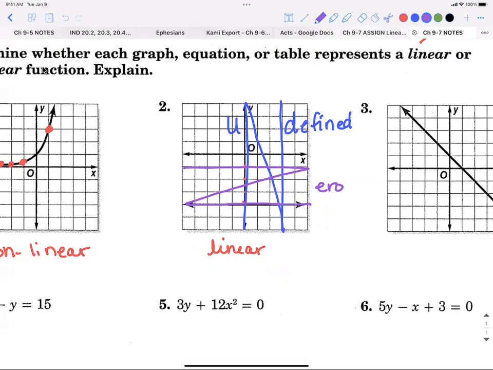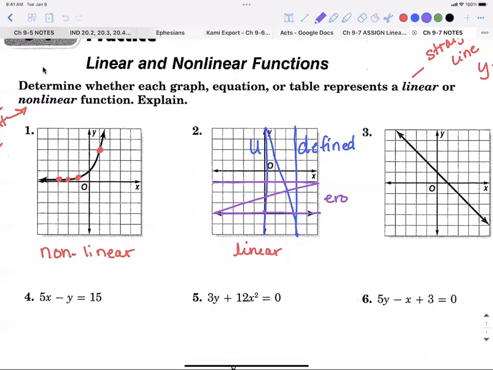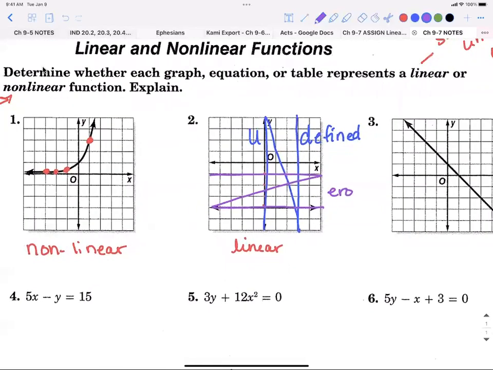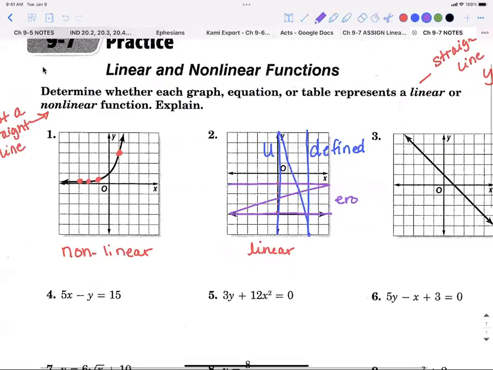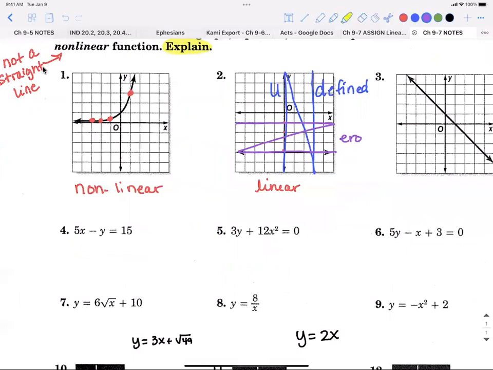And again, that's just a little bit of review. You don't actually need any of that to answer linear or nonlinear. Determine whether or not each is linear or nonlinear. Now, the explain part that's here in the directions, I guess I should have touched on that a little bit. The explain part comes more when you get down to 4 through the rest of the problems. Honestly, 1 through 3, there's really not much to explain.